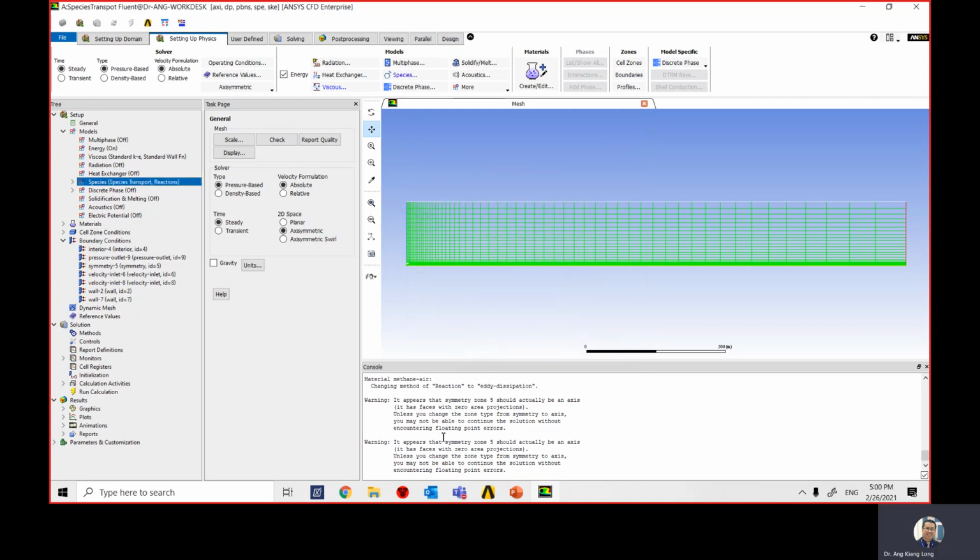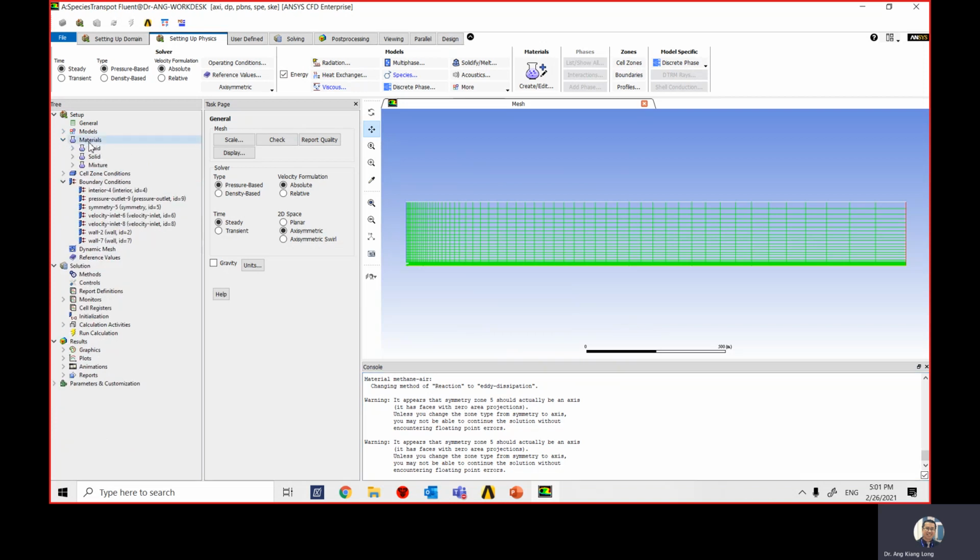In your console here, you'll see a warning. It says that it appears that the symmetry zone 5 should actually be an axis. Later on, we will correct this warning in later steps. We will change the symmetry into an axis later on. So we will solve this one in the next steps. After we define the model, we will go to materials.